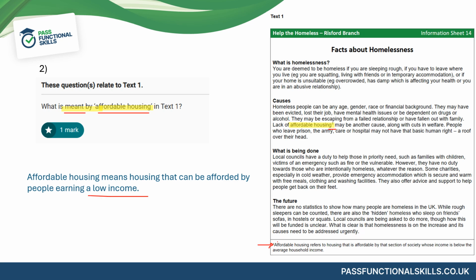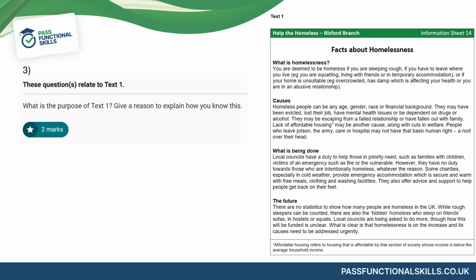You'd also be correct if you put below the average household income. Question 3. What is the purpose of text 1? Give a reason to explain how you know this.